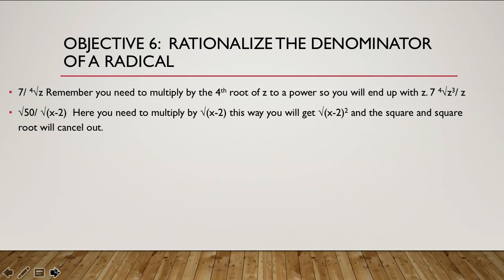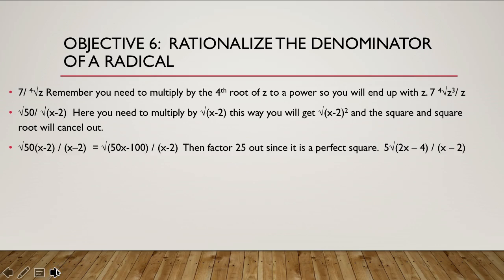Square root of 50 divided by the square root of x minus 2. Here you just need to multiply by the square root of x minus 2 so that you will get the square root of x minus 2 squared. And then the square root and the square will cancel each other out. So you get the square root of 50 times x minus 2 divided by x minus 2.